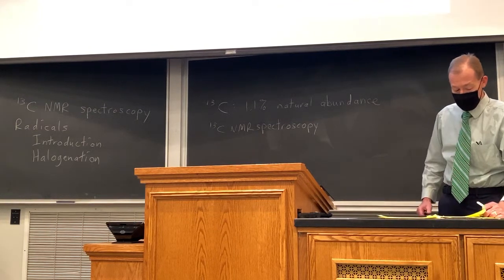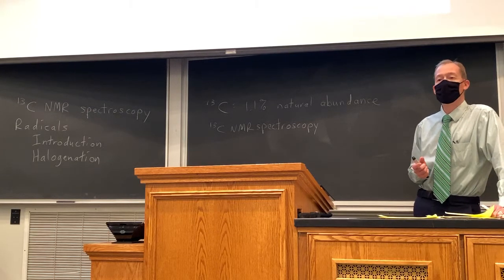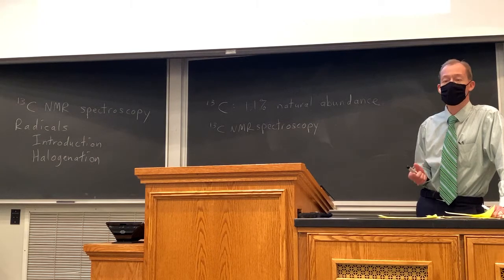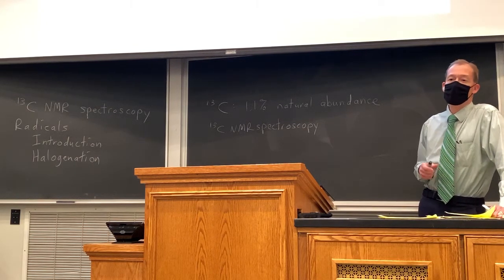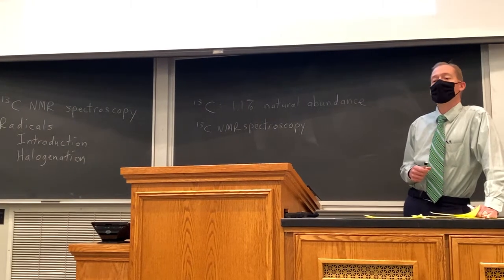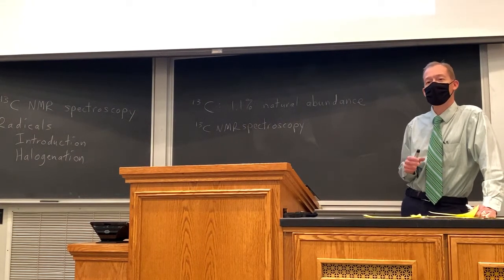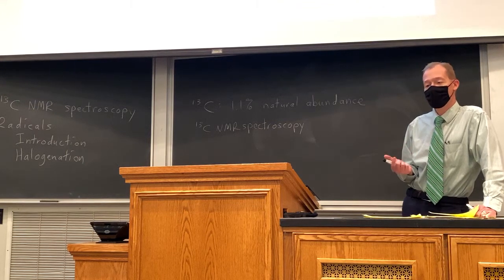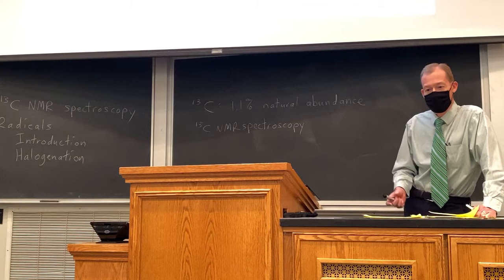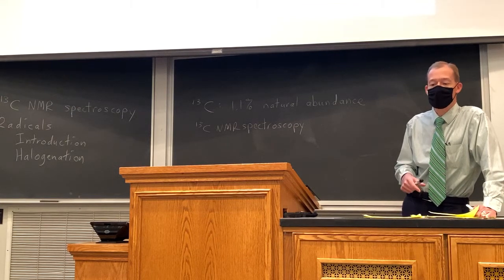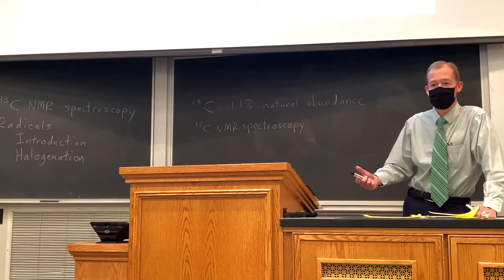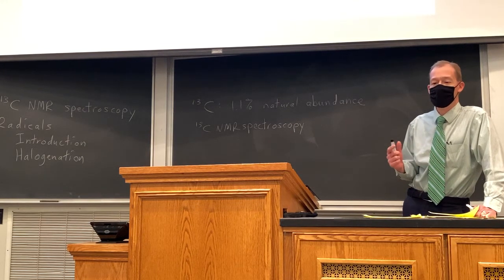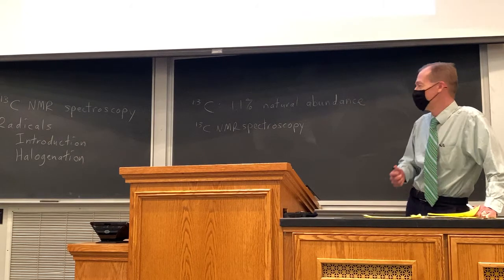So in C13 NMR spectroscopy, what we are detecting is the spin flipping of the C13 nucleus. The C13 nucleus, like the proton, has two different spin states, the plus 1/2 and the minus 1/2 spin state. So when that nucleus undergoes spin flipping and then releases energy as it relaxes back down to the lower energy spin state, that energy can be detected in the same way that we detect the spin flipping and relaxation of the proton in proton NMR.